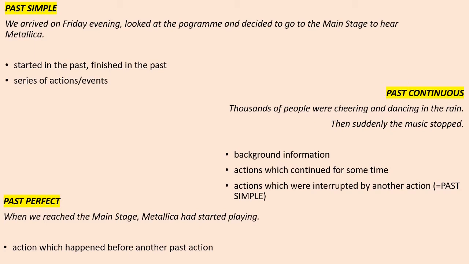So these sentences usually go in pairs. If you have one action which got interrupted by another, the one being interrupted is in the past continuous, and the one interrupting it is in the past simple. Past perfect is used when referring to actions or events which happened before another past action. When we reached the main stage, Metallica had started playing. So firstly, Metallica started playing, and then we reached the main stage.